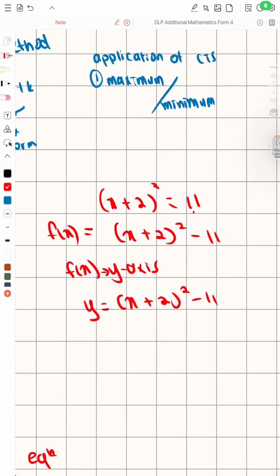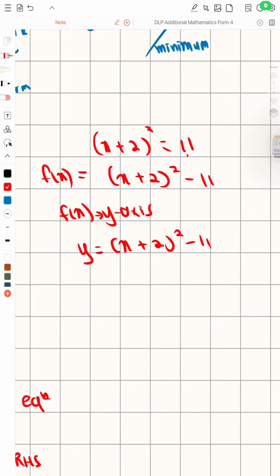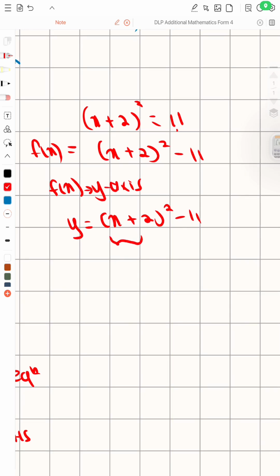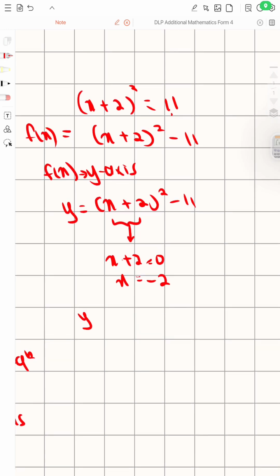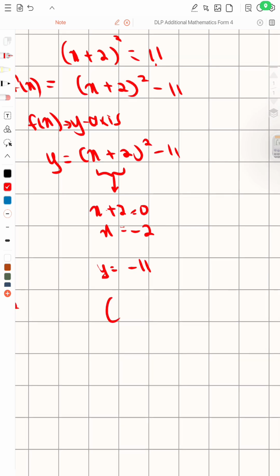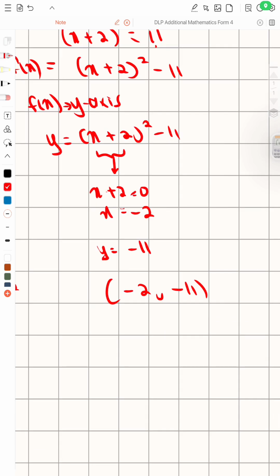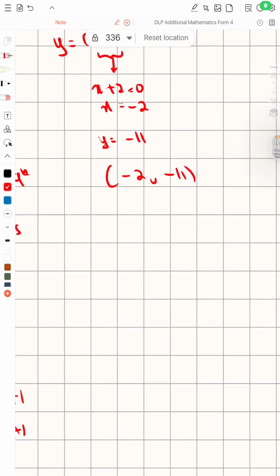So now then, how do you get the value of x and value of y for minimum and maximum point? For x, you can just find it from inside the bracket. So you'll have x plus 2 equals to 0. You'll do that first. And then you just do algebra to find the value of x, which is negative 2. And for y, you just rewrite any values, any constant that is not connected to x, which in this case it's negative 11. So the coordinates for your maximum or minimum point would be negative 2 and negative 11.